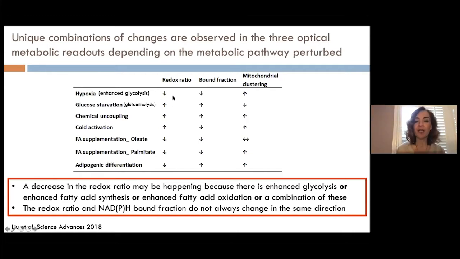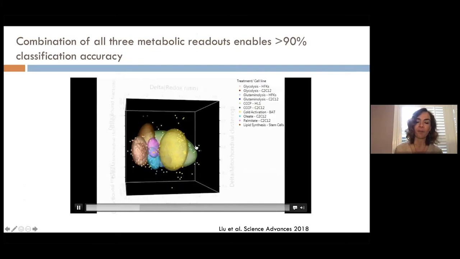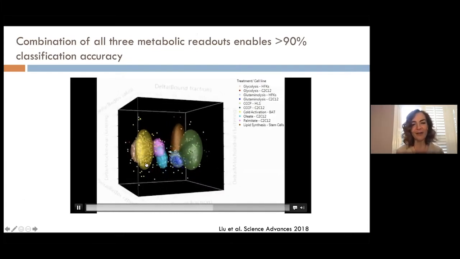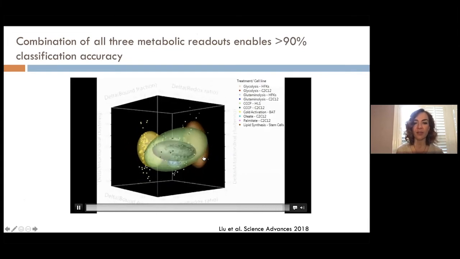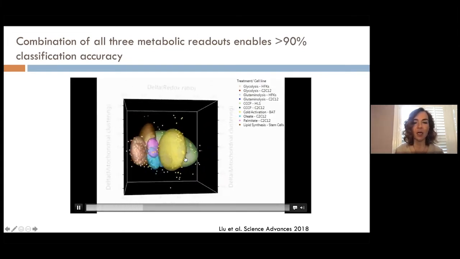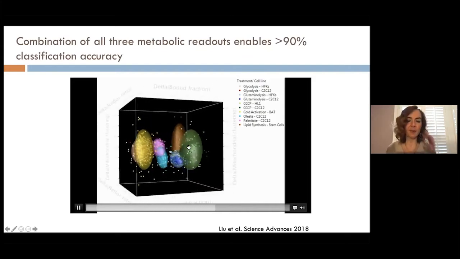if, for example, we look at just a decrease in the redox ratio, then that can be caused by perturbations in a number of pathways, including glycolysis, fatty acid oxidation, and fatty acid synthesis. When we look at it in combination with NADH bound fraction, sometimes things change the same way, sometimes in opposite ways. And more importantly, when we put all of these three together and look at both the direction and the magnitude, we find, to our very nice surprise, that each one of these perturbations ends up occupying a fairly unique space in this 3D volume.